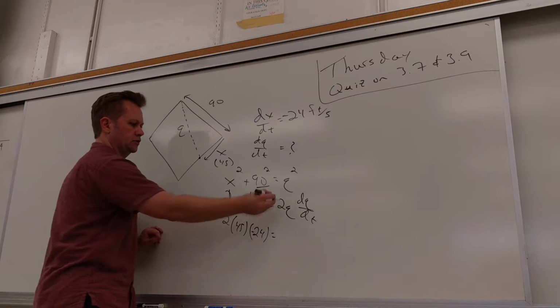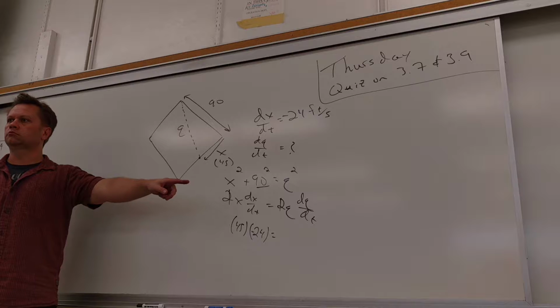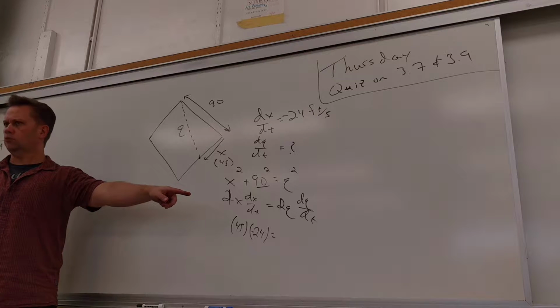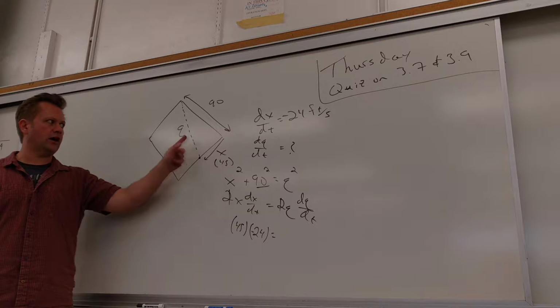And the 2's cancel. I might as well just kill the 2's. Is that cool? What about q? We don't know. We can figure out q, can't we? Yes. At the snapshot, when x is 45, what is q?